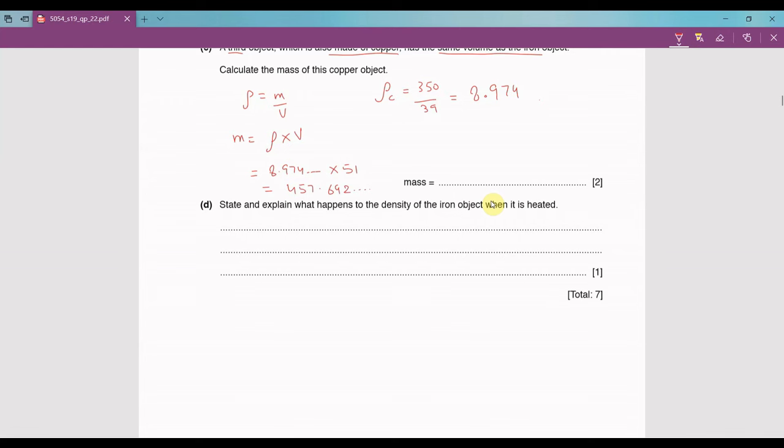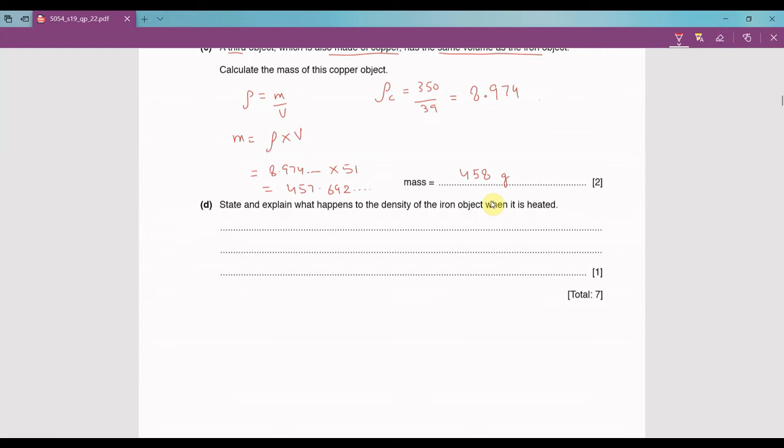457.692 and so on. Now again you want to round this value off. So again 3 significant figures is really suitable, just go with it. 458. So I have rounded it off. Now don't forget your units. Remember, the density was in gram per cm cube and the volume was in cm cube, so your mass would be in grams. There you go.